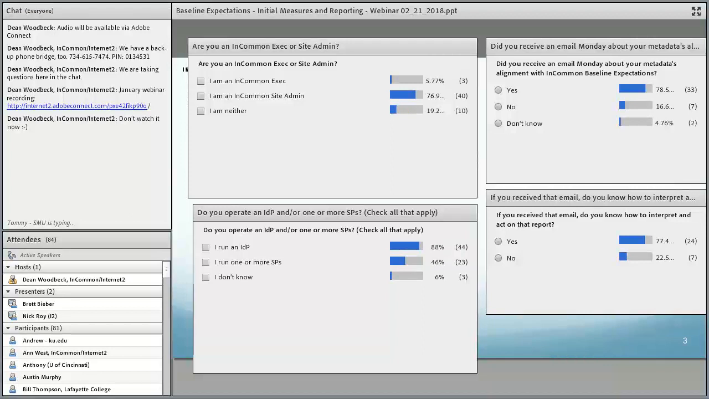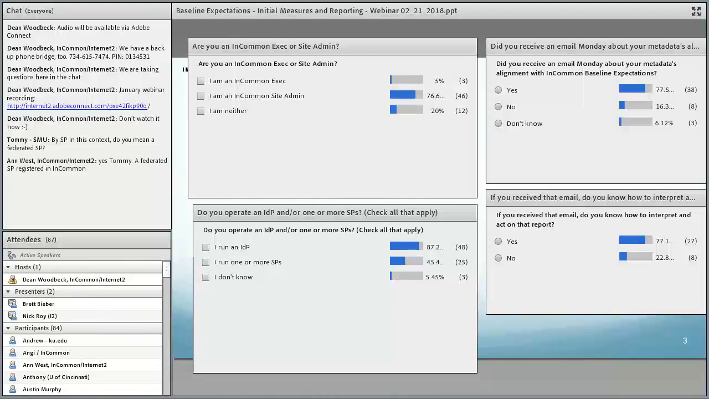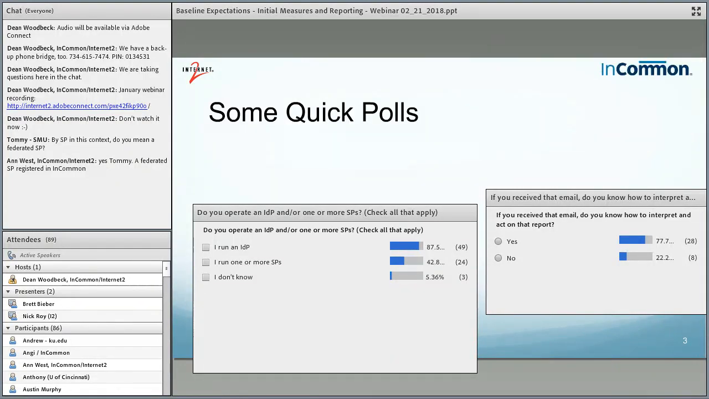And then, do you operate an IDP or an SP? I see a pattern emerging here that's pretty familiar. There's a lot of people on this webinar who operate IDPs, a few less who run SPs, and that's okay. Over time, we hope to drive up the number of people that are aware of this to include pretty much everybody who's got metadata in InCommon. So we hope to see a lot of people from both categories. Okay, so thanks everybody, and Dean, if you want to clear those out, I'll get on to the next slide.